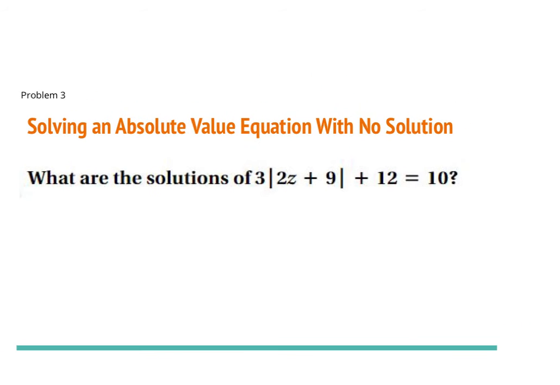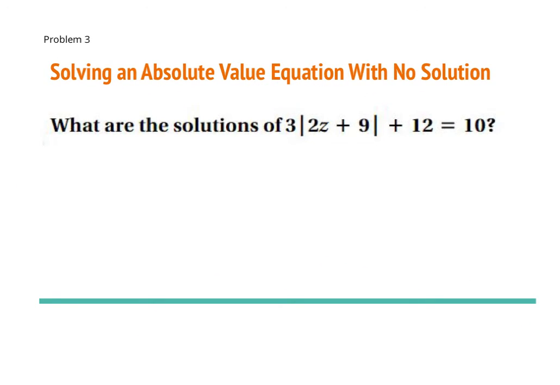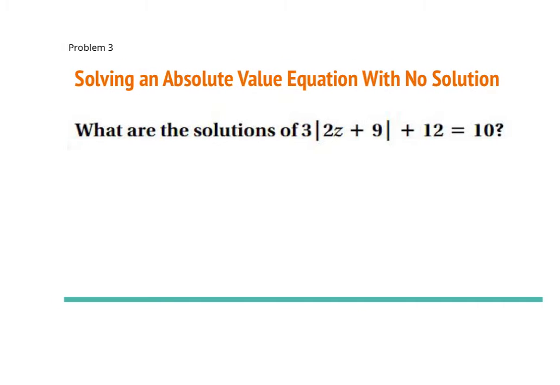Solving an absolute value equation with no solution, okay? So, same thing here. Our absolute value is this portion right here. So what we want to do is we want to isolate this. So we're not going to deal with the 2z plus 9 yet. We're just going to keep that as kind of like our variable, okay?